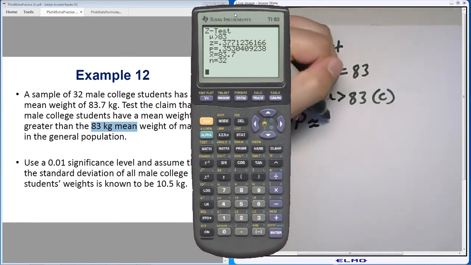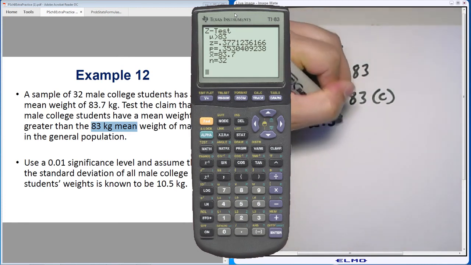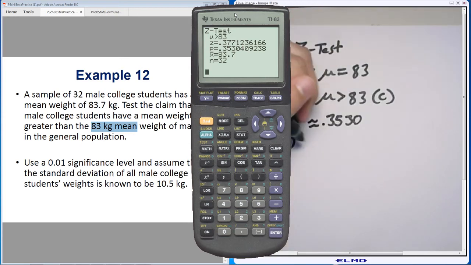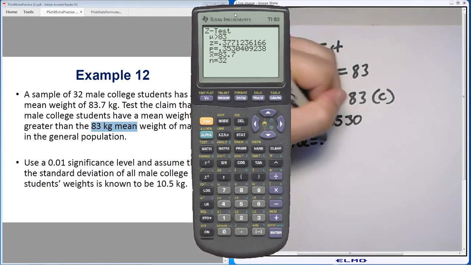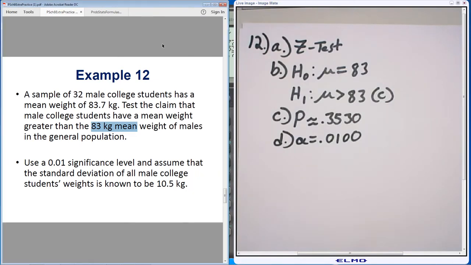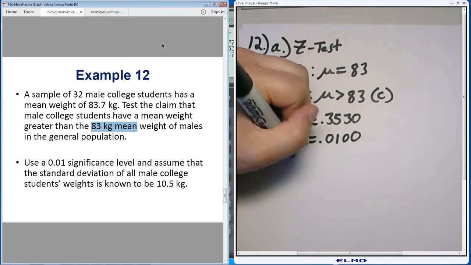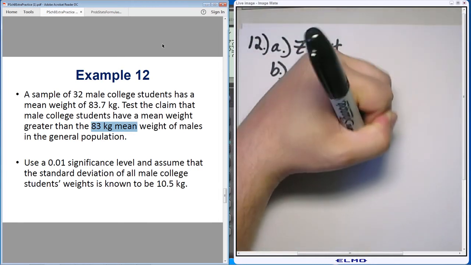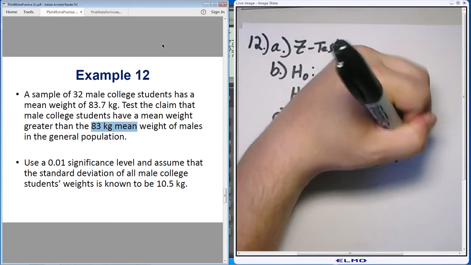The P-value is going to be 0.3530. Alpha is a 1% significance level. Move my calculator. P is bigger. When P is bigger, we fail to reject H sub 0.